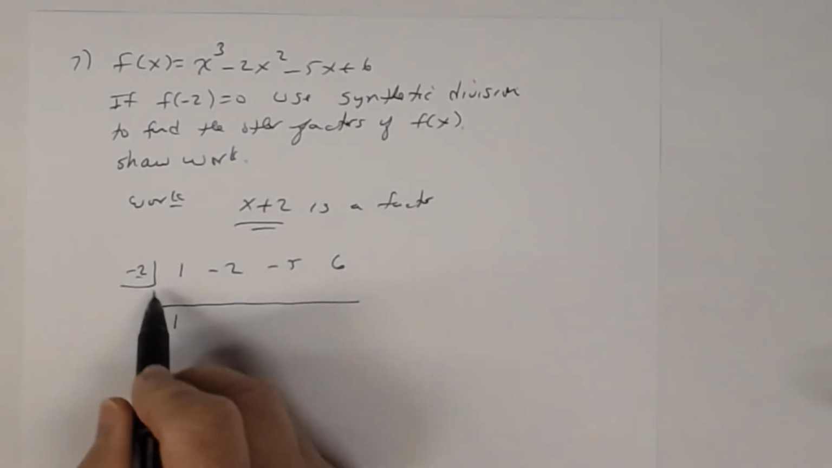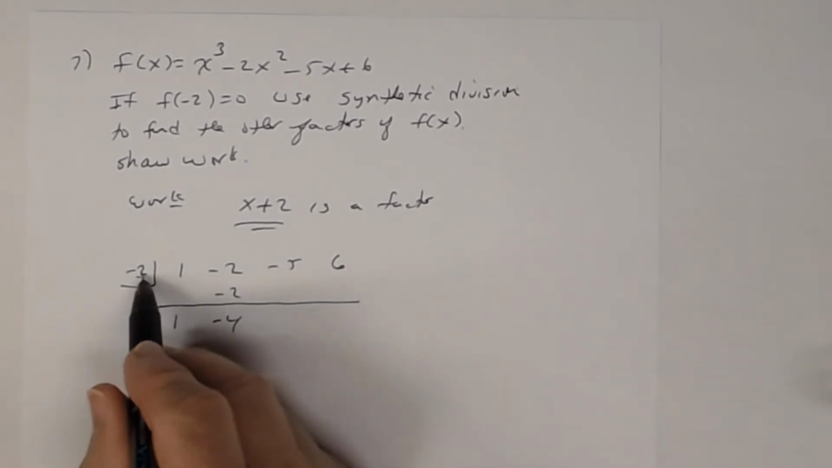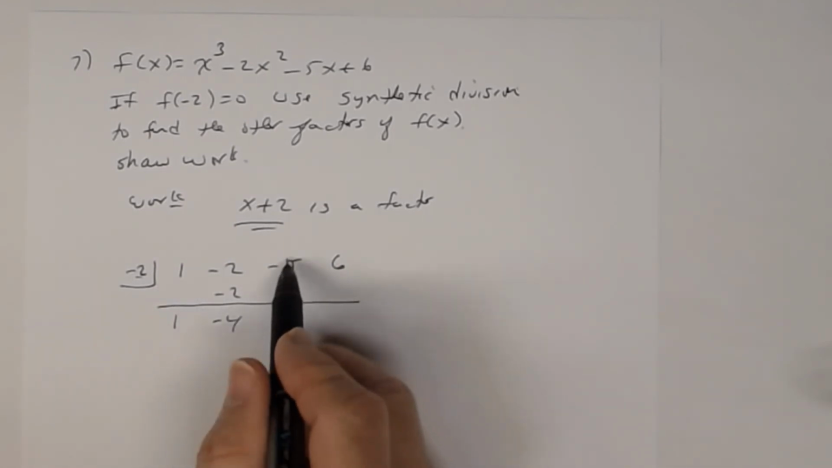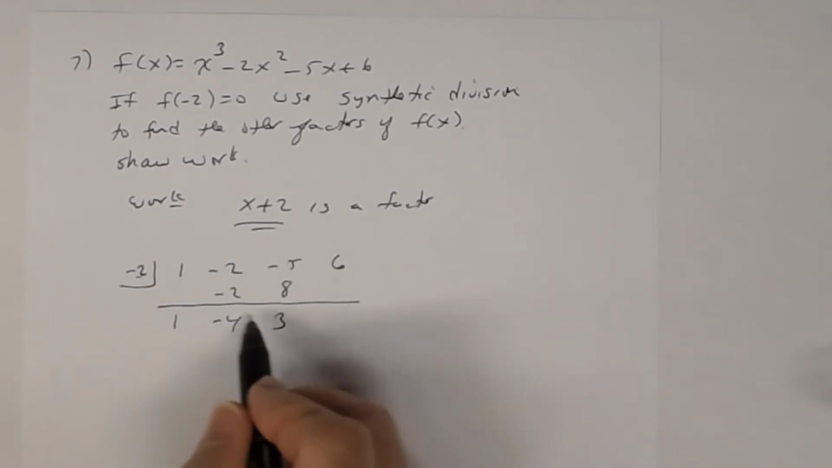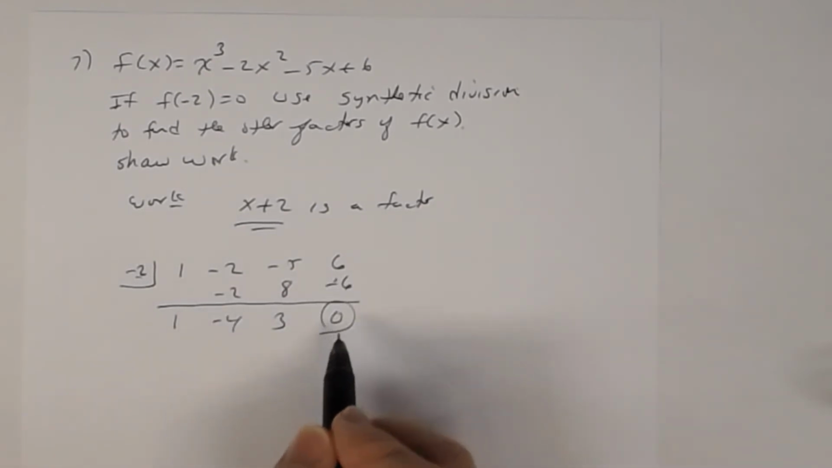So here's 1. Negative 2 times 1 is negative 2. Add: negative 2 and negative 2 is negative 4. Multiply: negative 2 times negative 4 is 8. Add: negative 5 and 8 is 3. Multiply: negative 2 times 3 is negative 6, and you get 0. That's what we're supposed to get.